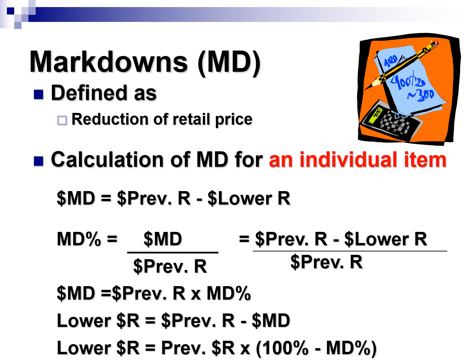Another way of saying it would be that lower retail equals previous retail minus previous retail times markdown percent, right? Because previous retail times markdown percent itself will be dollar markdown. So you subtract dollar markdown from previous retail, that will be your lower retail, as we already saw in the previous formula. Okay, so we have to remember both formulas.